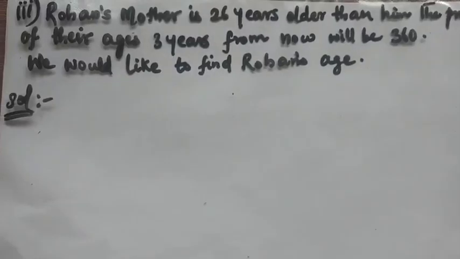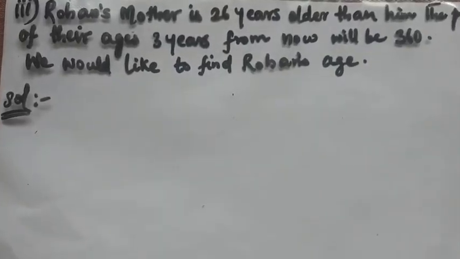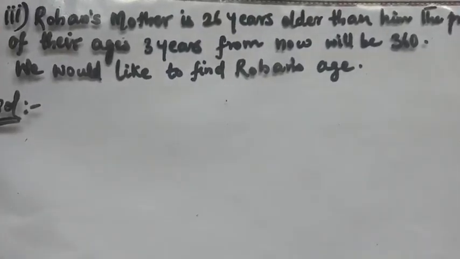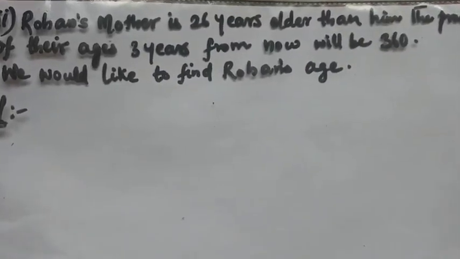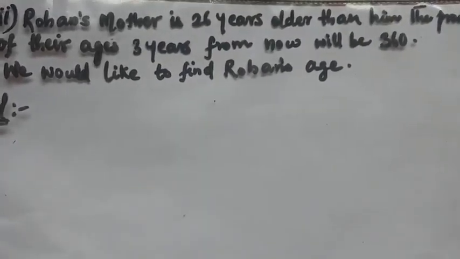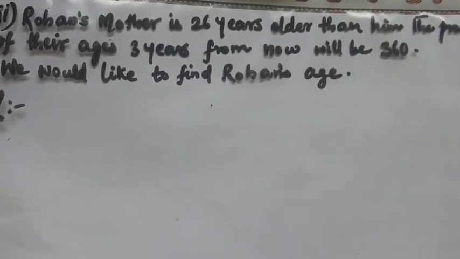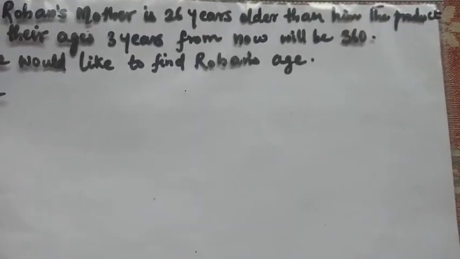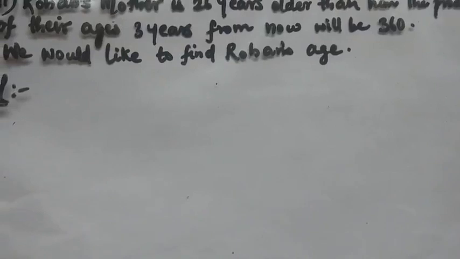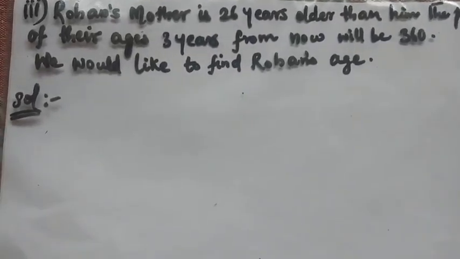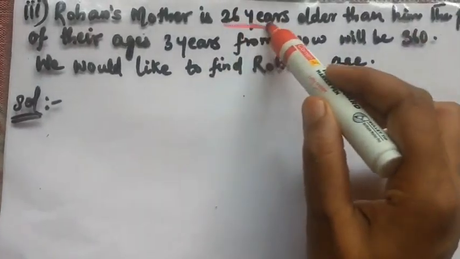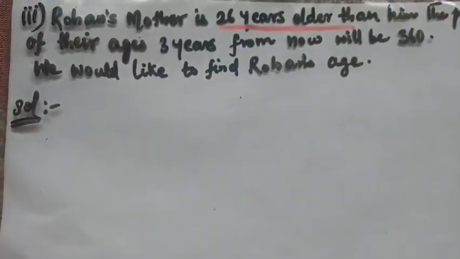Here you can see it's a question number 2 third bit. It is given that Rohan's mother is 26 years older than him. So she is older than him means whatever is Rohan's age we have to do plus 26. And what's the next part? The product of their ages 3 years from now. So these are the key things which you have to do. So I am underlining here. First part is 26 years older than him.